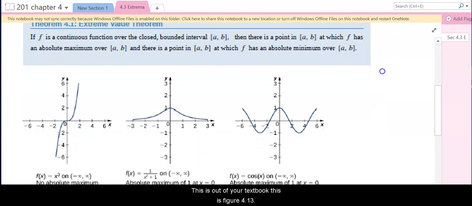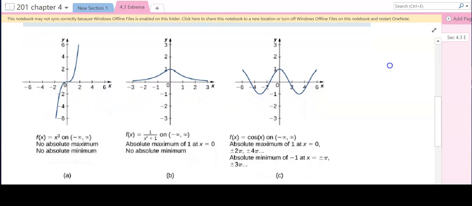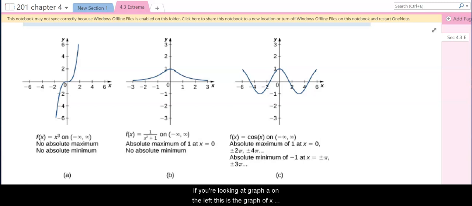This is out of your textbook. This is figure 4.13. Here are the first three graphs out of that figure. If you're looking at graph A on the left, this is the graph of x cubed. It is definitely continuous over its entire domain from negative infinity to infinity. However, that domain is not bounded. Negative infinity and infinity are not finite real numbers, and in that sense, they have no bound. Because of that, there is no absolute maximum and no absolute minimum over the interval negative infinity to infinity. I can't say what the highest y value is because there is no highest y value.